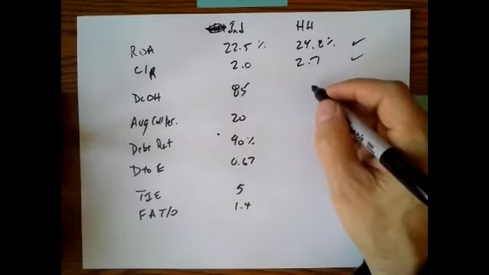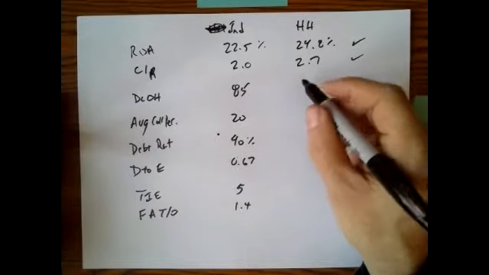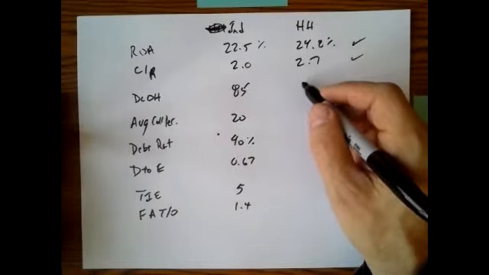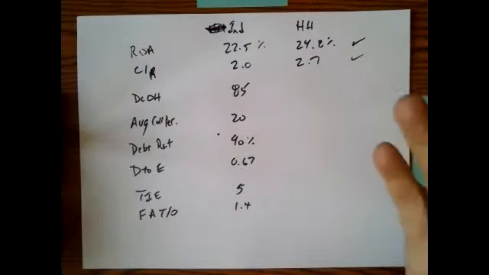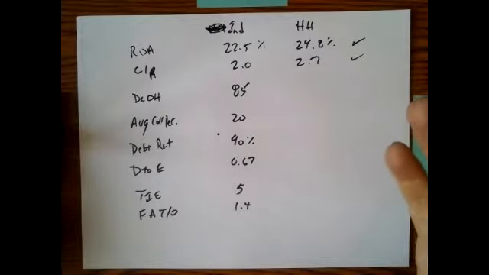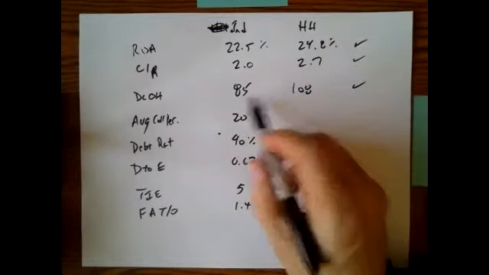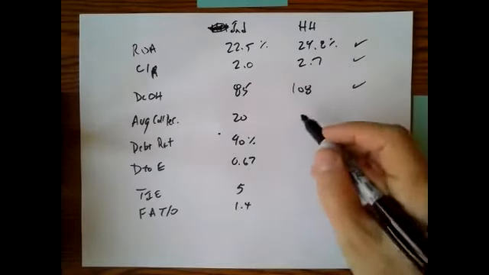Days cash on hand is the number of days worth of expenses that they can cover with their cash and short-term investments or marketable securities. So that's cash plus marketable securities divided by expenses minus depreciation divided by 365. So in this case, that's 14,200 divided by $130 a day, gives them a days cash on hand of 108. So that's better than the industry average of 85. So that would make investors feel good.